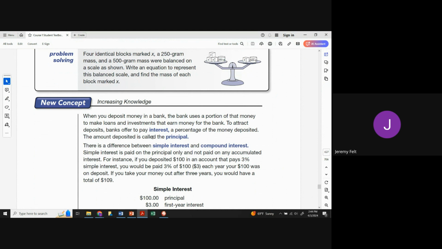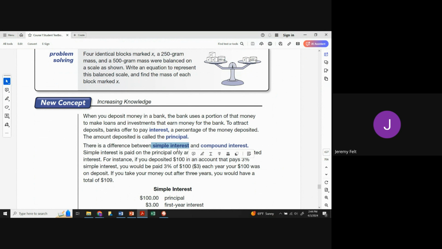So if we're taking out a loan and they have the same loan amount, and one's offered at 3%, one's offered at 6%, well, it's a loan, we're going to pay it back, so we want 3% instead of 6%, just for an example. So that's interest. Principal, the amount deposited, so the money we start with, that's called the principal.